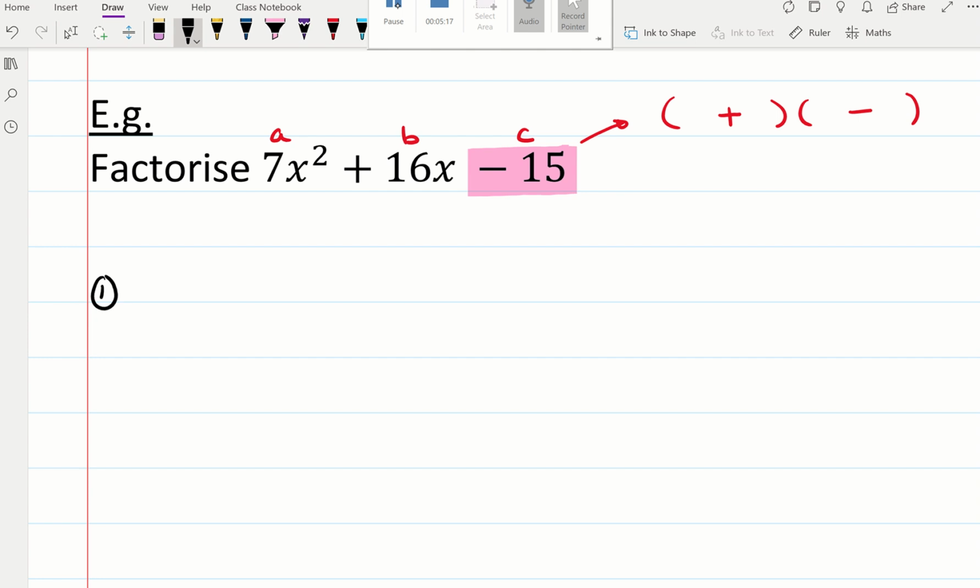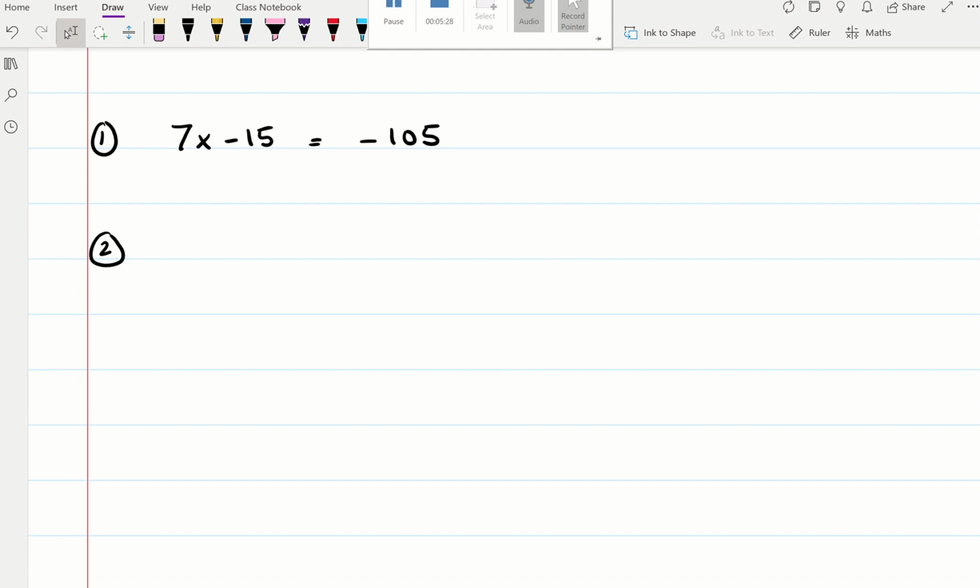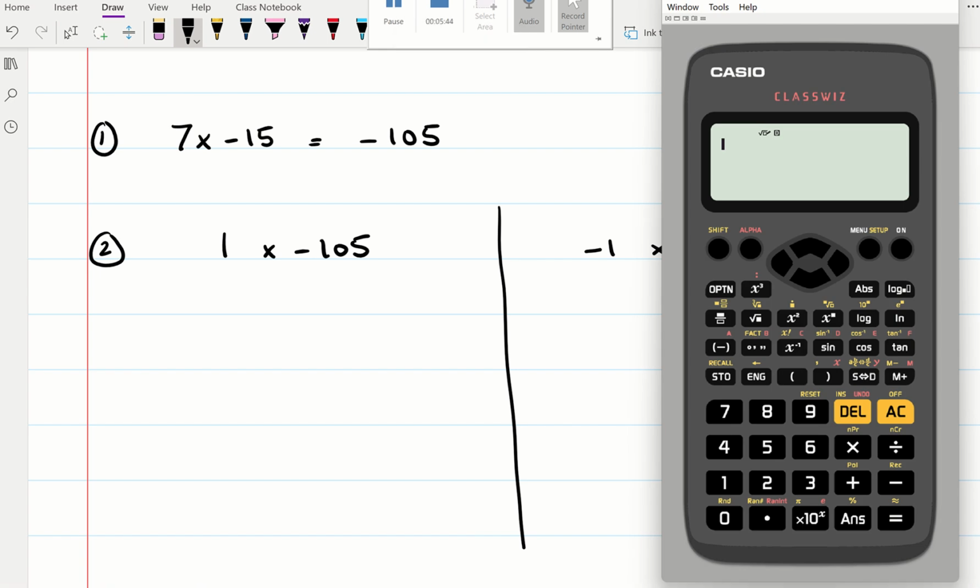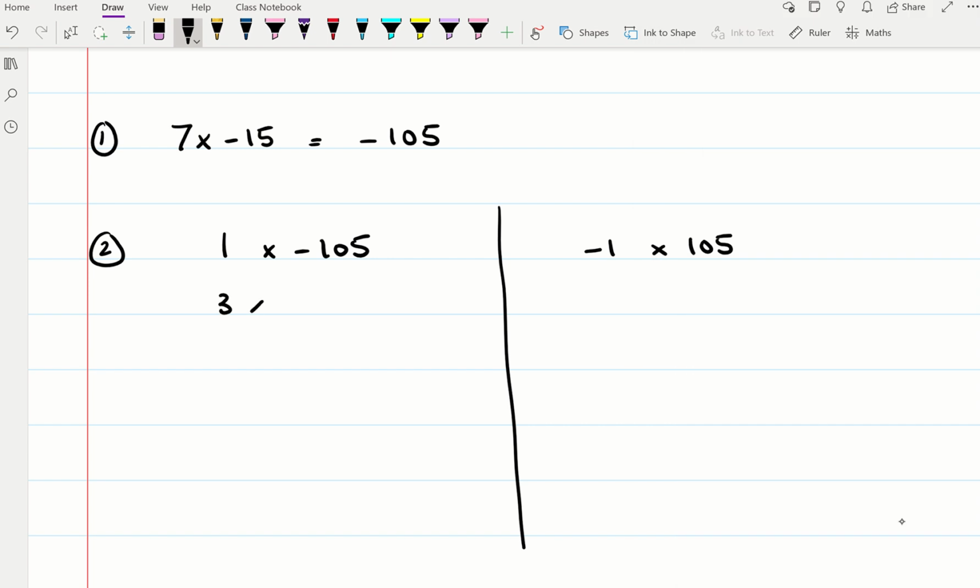So let's start. We're going to do 7 times negative 15, and that's negative 105. And then we're going to list the factors in pairs. But because I'm finding a negative number, I always put two lists. And I start like this, 1 times negative 105, and then I switch the sign around, negative 1 times positive 105. It's not an even number, so it's not going to divide by 2, but I'm going to divide it by 3. So that is 3 times negative 35, and then I swap the signs, negative 3 times positive 35.